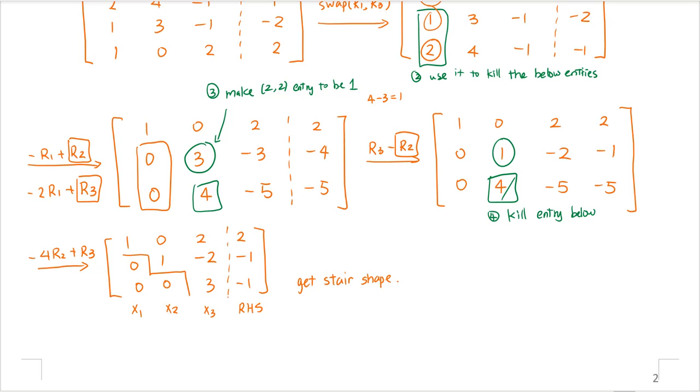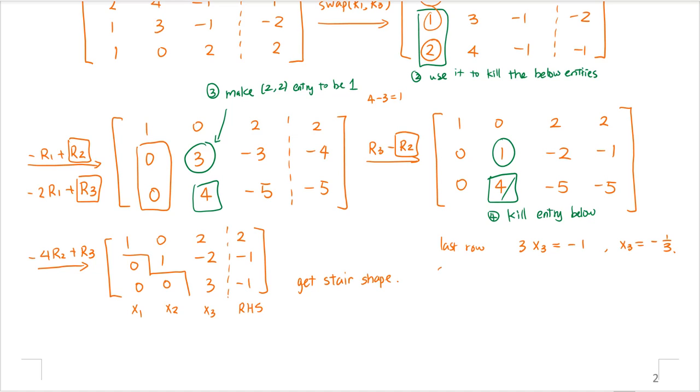So what does the last row tell us? The last row tells us that 3 times x3 equals minus 1. Don't forget the x3, because without the x3 you'd be saying 3 equals minus 1, which is impossible, and you would get no solution. So here we have 3 times x3 is minus 1. Then x3 is minus 1/3. So this is the last row.